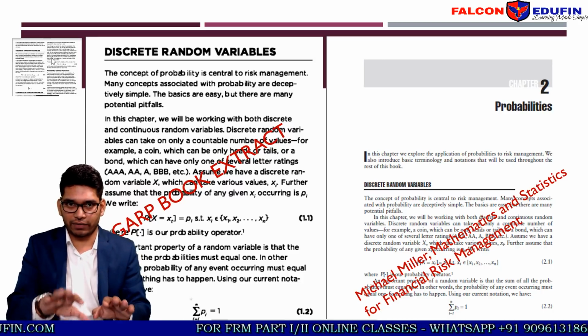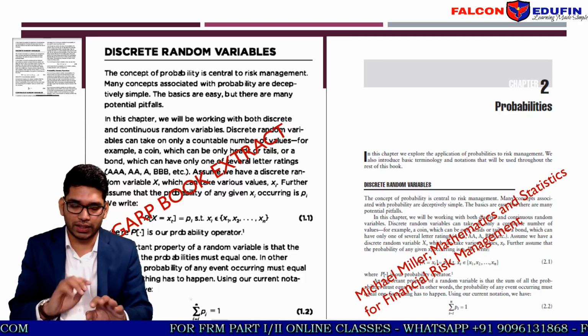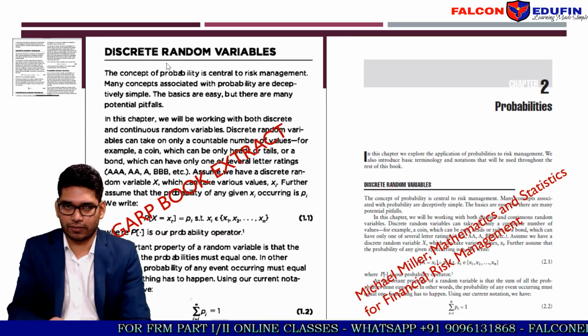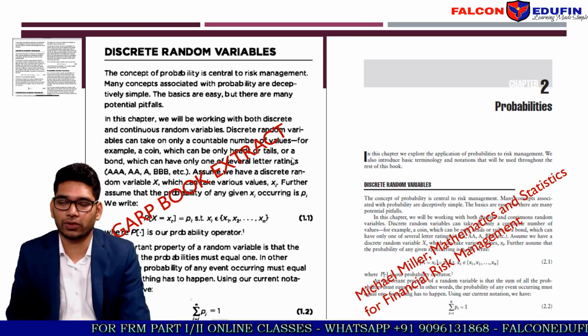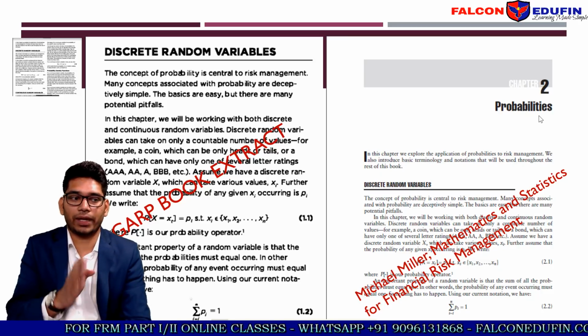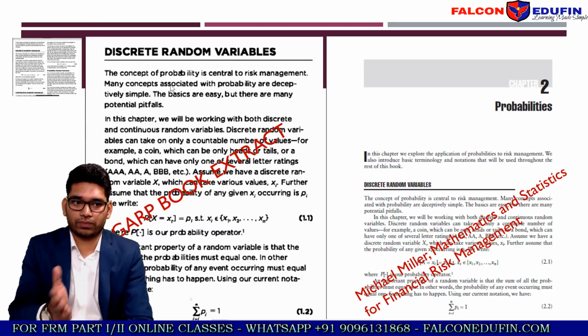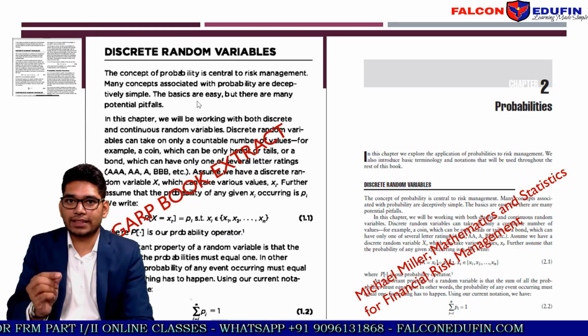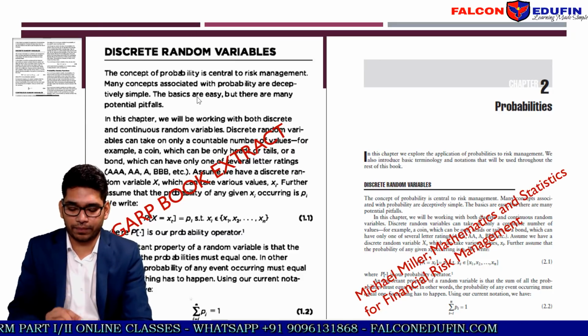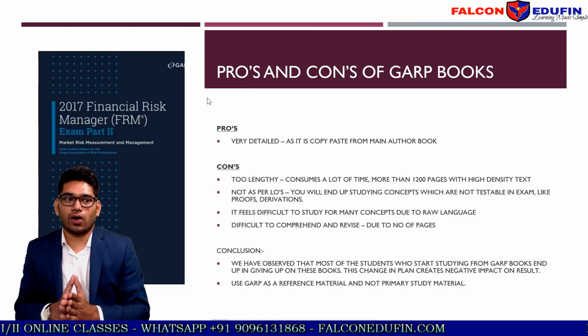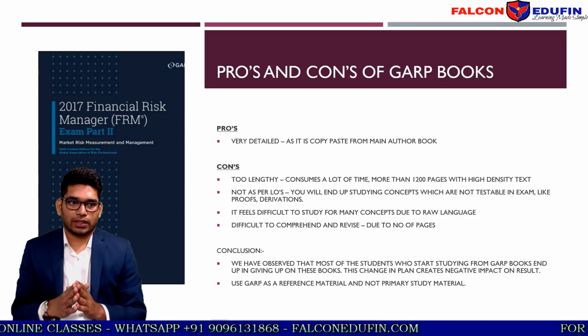So you will see, if you have the GARP book, that there are 2 columns in the GARP book. I am just giving the first column as an example. This is the GARP's book, and this is the main author's book. If you read both, you will see that line by line it is the same. Now what are the pros and cons of the GARP books?